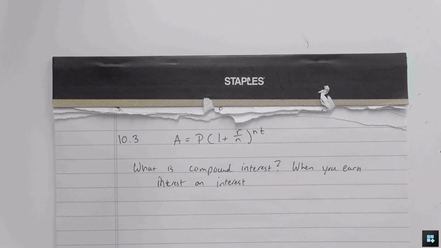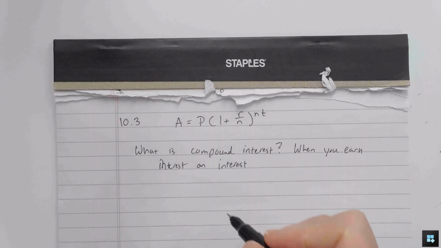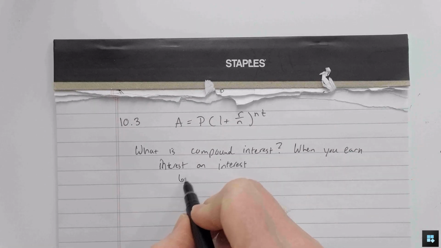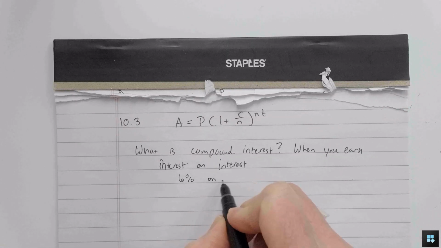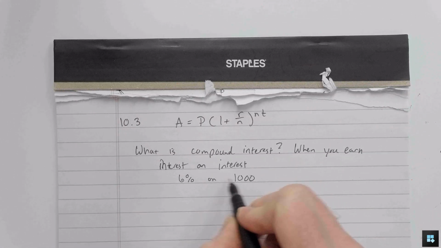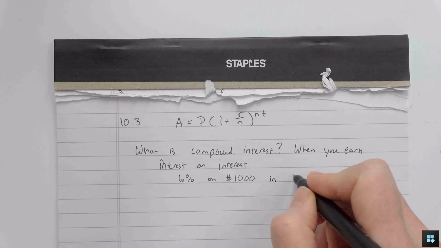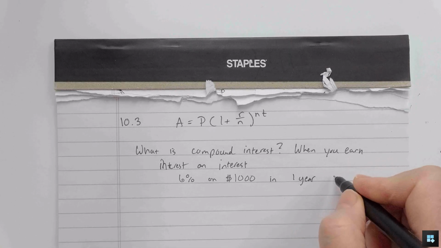Ben Franklin called compound interest the force that would turn your lead into gold. So for example, suppose you have 6% interest on $100. Well, let's make it $1,000. And it's not compounded. Then at the end of the year, you get $60.